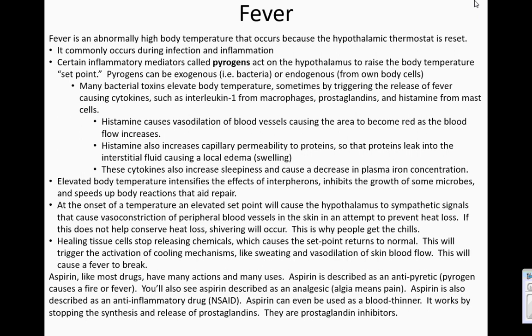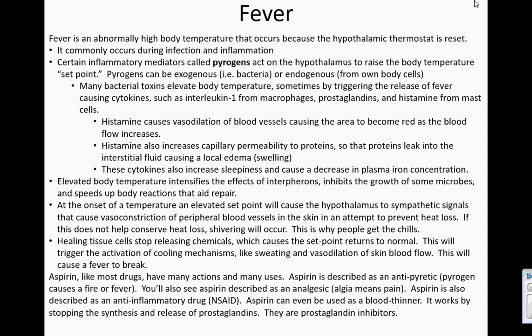So this is why a lot of times when your fever breaks, you wake up and you're soaking wet. Aspirin, like most of the drugs, has many actions and many uses. It is described as an antipyretic, where pyrogen means to cause a fire or fever. So that's why it can lower fevers. You also see aspirin described as an analgesic. Algia means pain, so it's a pain reliever.